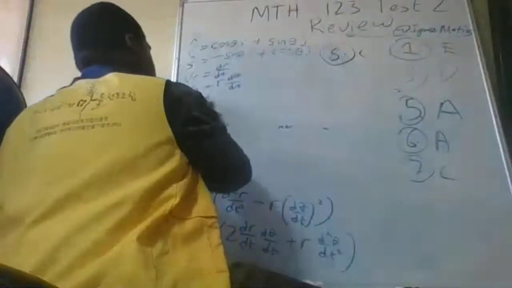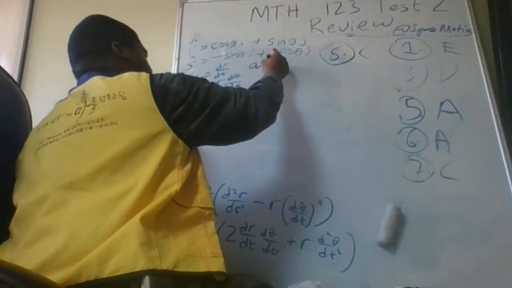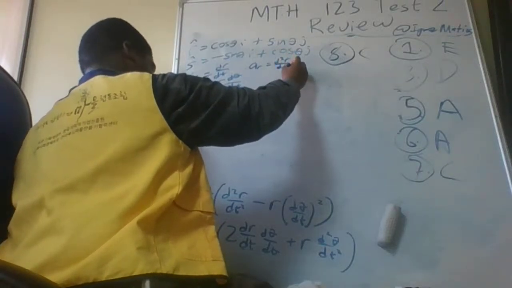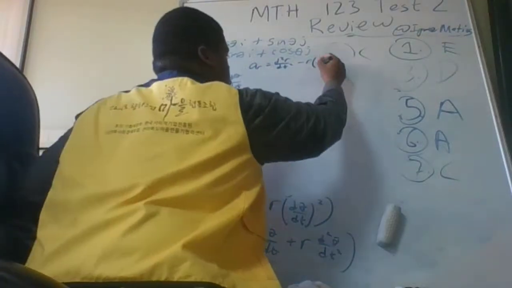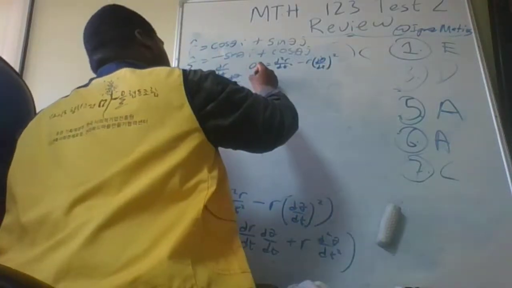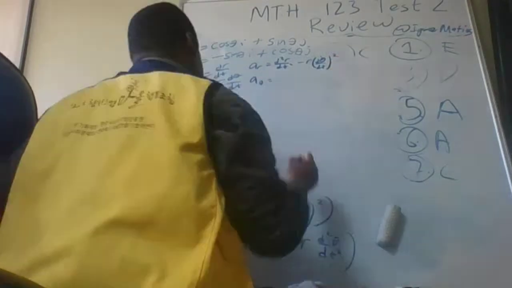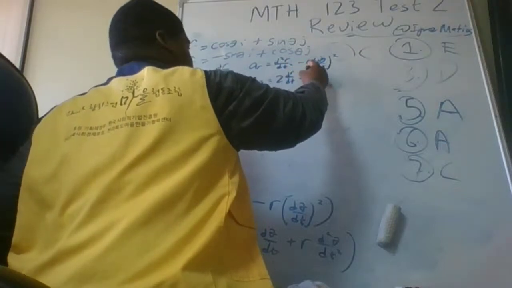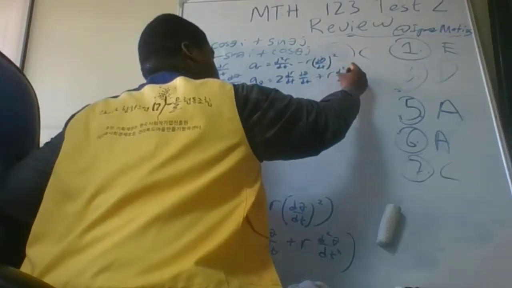So let me write down our full solution up here. For acceleration, our radial component is equal to d²r/dt² minus r (dθ/dt) all squared. Our transverse component of acceleration is equal to 2 (dr/dt)(dθ/dt) plus r d²θ/dt².